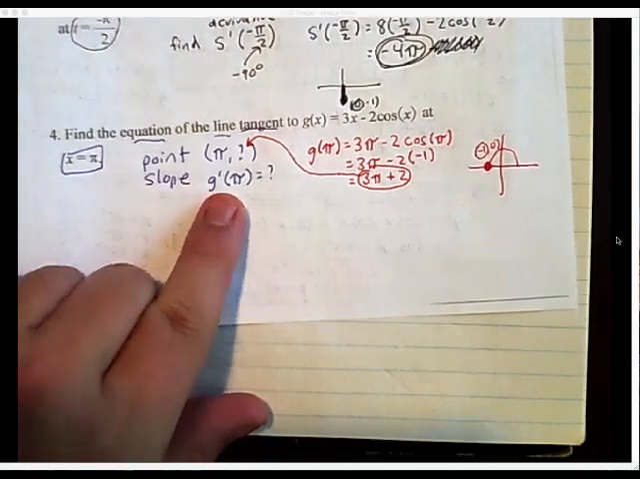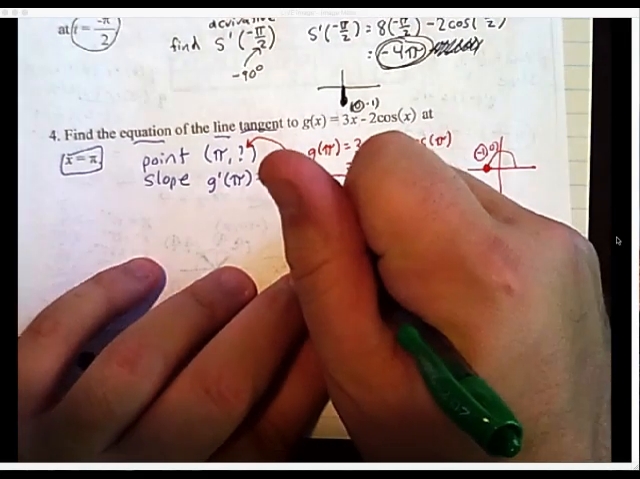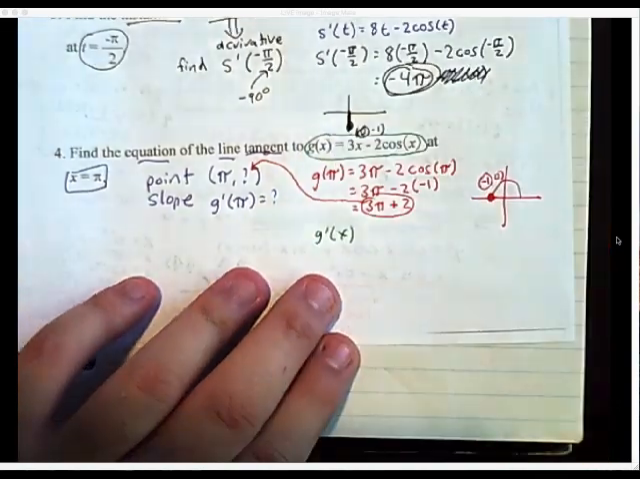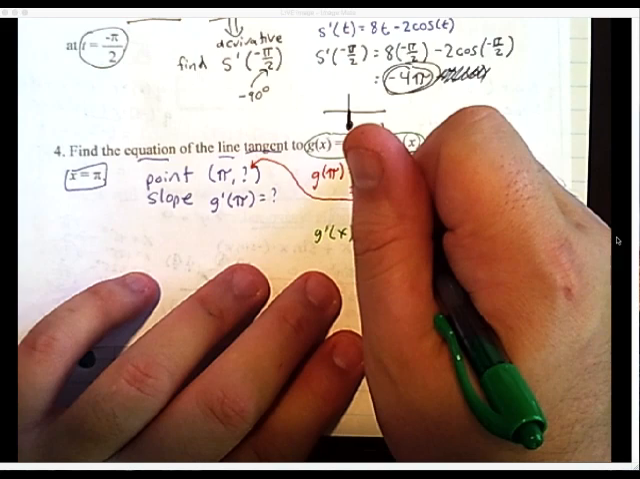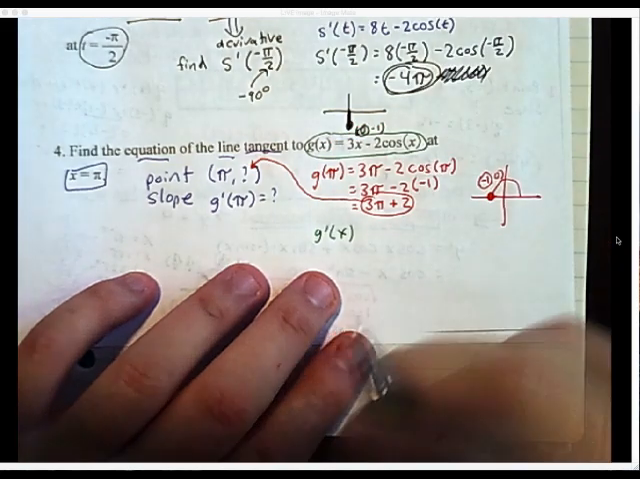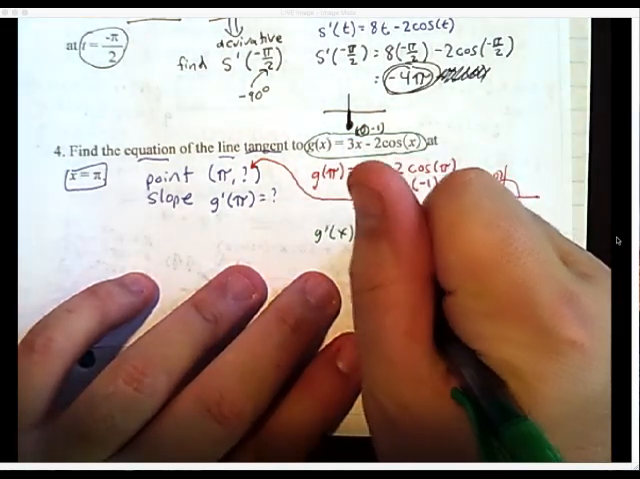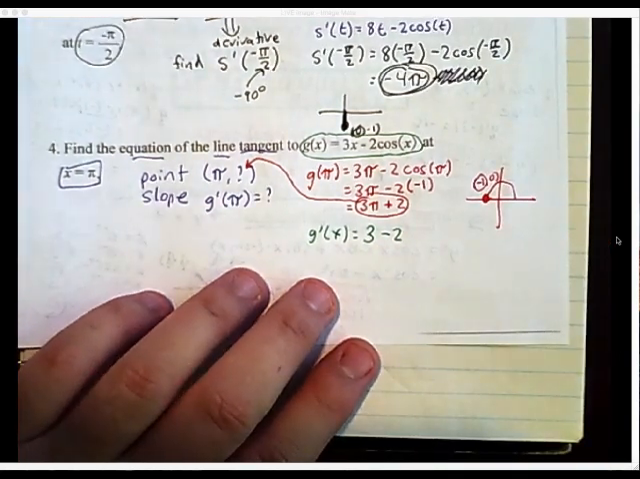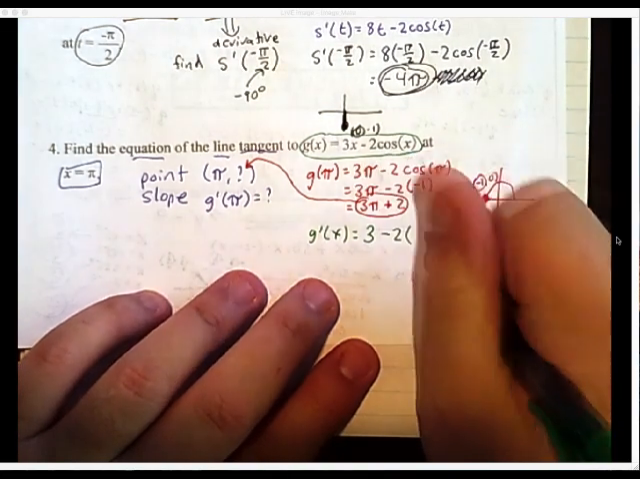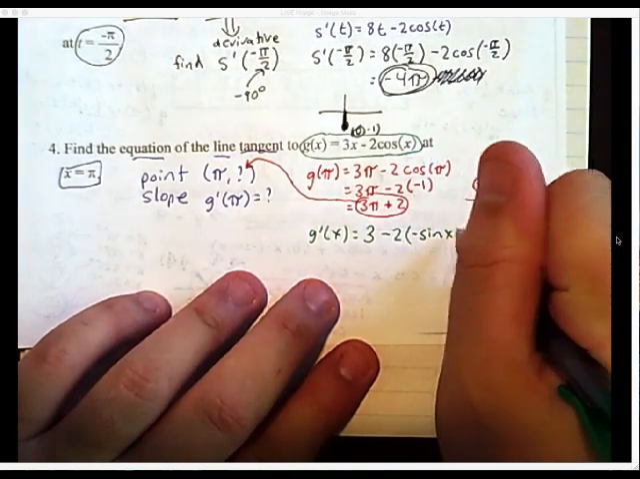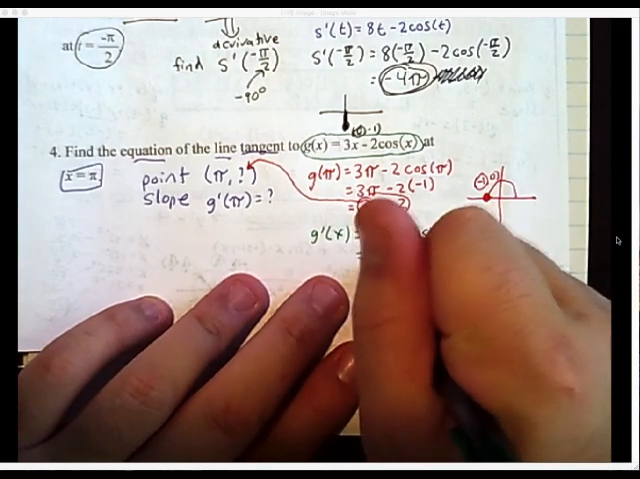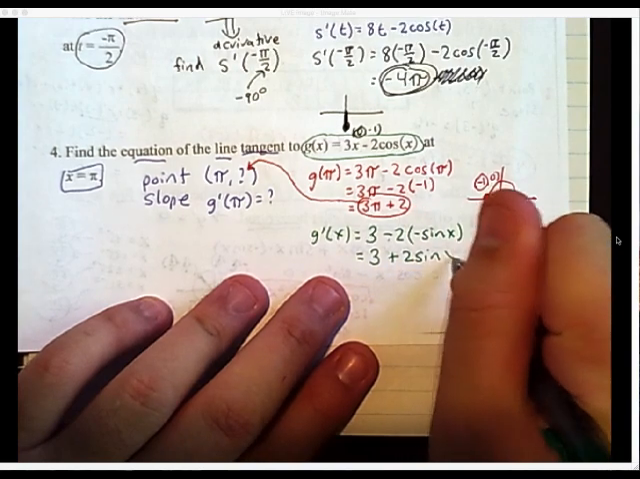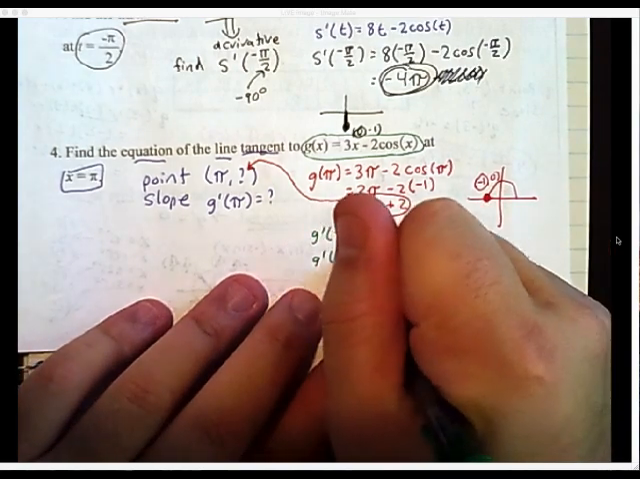Now, I need to find g prime of pi. Before I can find g prime of pi, I need to find g prime of x. Here was g of x. I need to know how to take the derivative. There's a minus sign in between, so I'm going to take the derivative of each piece. So the derivative of 3x is just 3. Negative 2 is a coefficient, it stays. The derivative of cosine is negative sine. Okay. So if I have negative 2 times negative sine, that's plus 2 sine. So that's what g prime of x is.